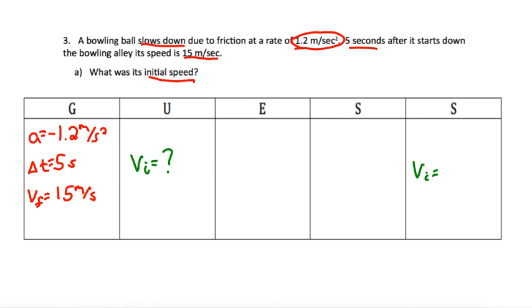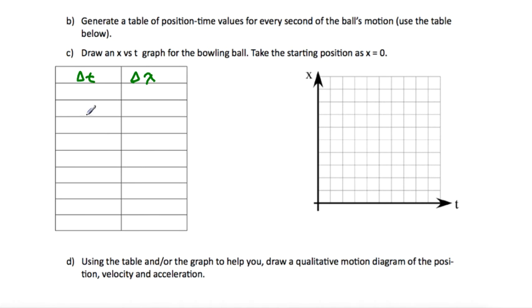Now it tells us in the problem that this ball is only going for 5 seconds. So we're actually not even going to use this entire table. We're going to start with a time of 0 and only go to a time of 5 seconds. That's as long as it moves. So we don't need these bottom 3 boxes. We want to find out at each second what position the bowling ball is at. Okay, so at a time of 0, it has a position of 0. We know that's going to be the case.